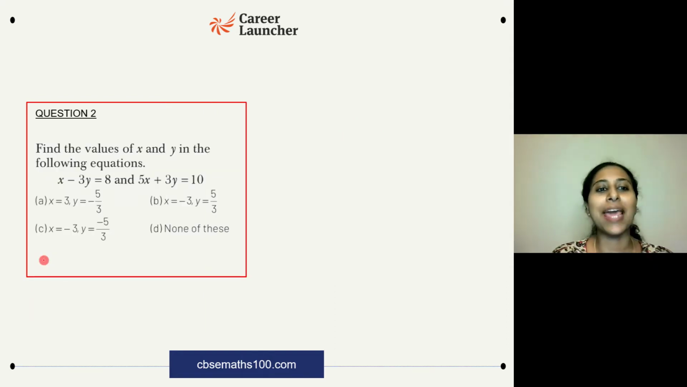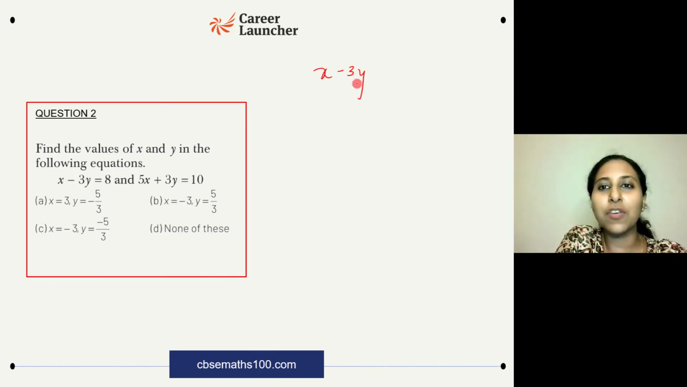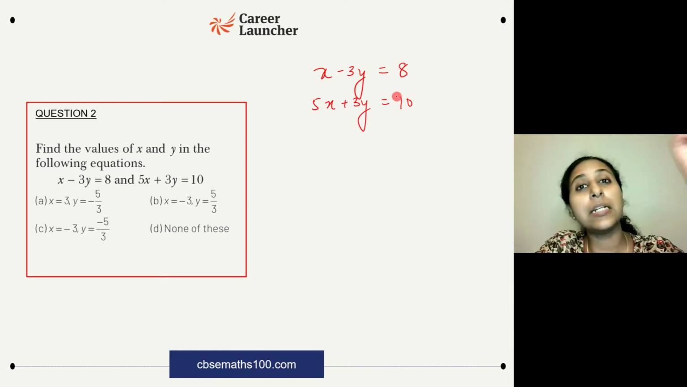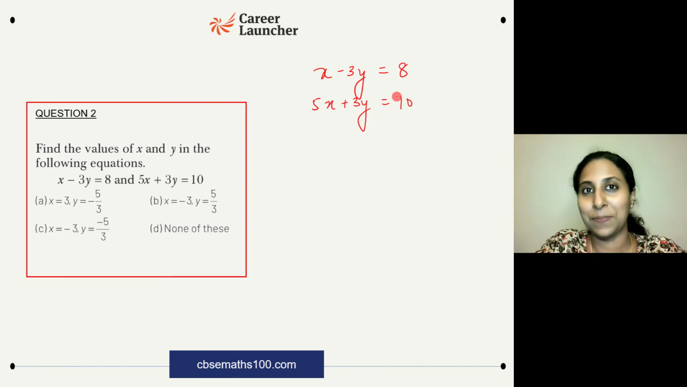Find the values of x and y in the following equations. I am having two equations, x minus 3y is equal to 8 and 5x plus 3y is equal to 10. Now here I will show how to solve this question by using the substitution method. If we are using substitution, it means we have to express one of the variables in terms of the other.